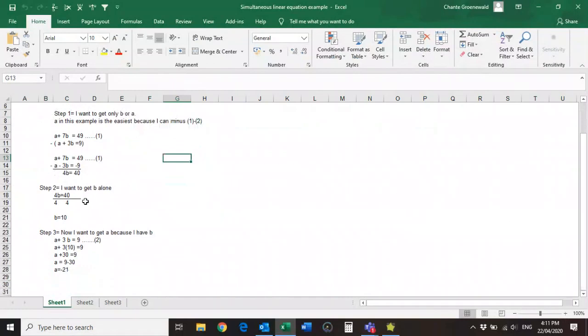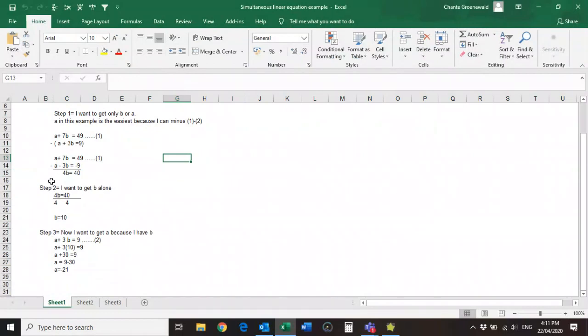Let's look at my second step. The second step is to just do your normal equations like you would in a normal circumstance. I want to get B alone, so I just want my B. How do I do that? Can you see that there's a 4 before the B, so I just go 4B divided by 4. Why? Because the 4s can then cancel each other out.